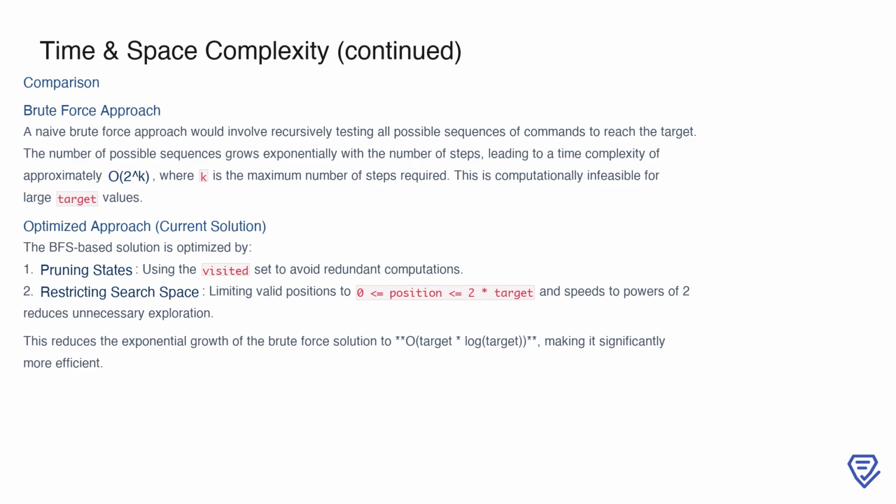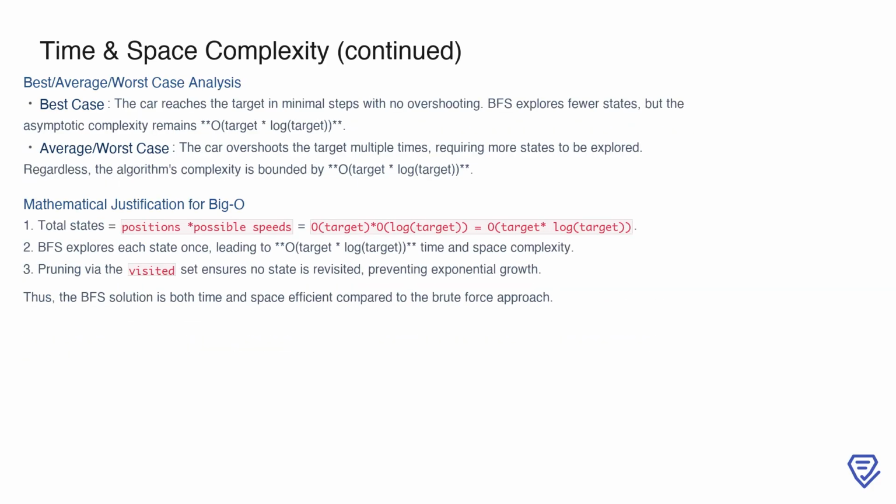In contrast, the optimized BFS solution significantly reduces the computational cost by pruning unnecessary states using the visited set and restricting the search space. By limiting positions to the range between 0 and 2 times the target and speeds to powers of 2, the algorithm avoids redundant explorations. This optimization brings the complexity down to O(target times log target), making it far more efficient and scalable for larger inputs. Analyzing the best, average, and worst-case scenarios provides further insight into the algorithm's performance.